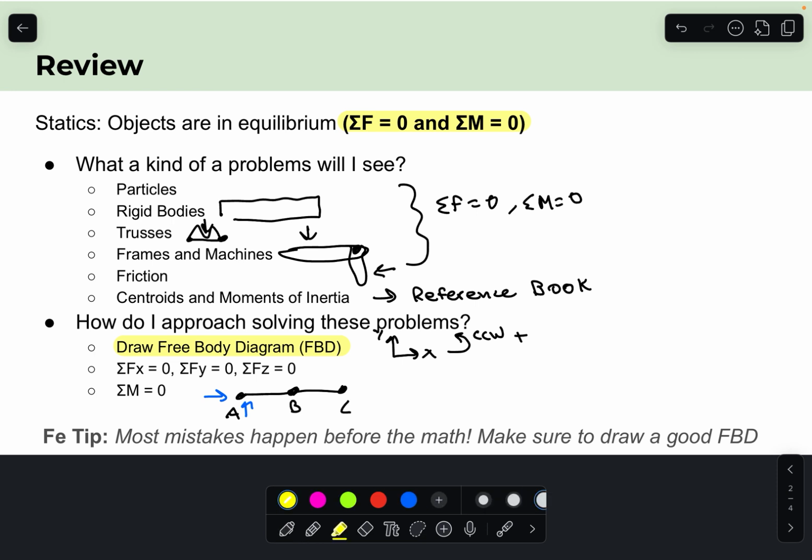Again, the most important tip that I can provide to anybody studying for the FE exam is that most mistakes happen before the math, so please make sure that you draw a good free body diagram. It is crucial for your success on the exam, and although it might take a little bit longer, it saves you time in the long run, not having to go back and find where you made your mistake.